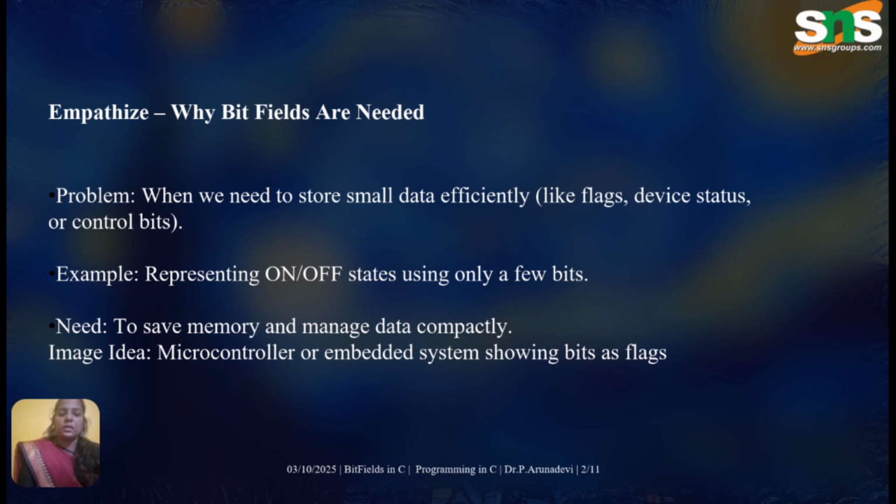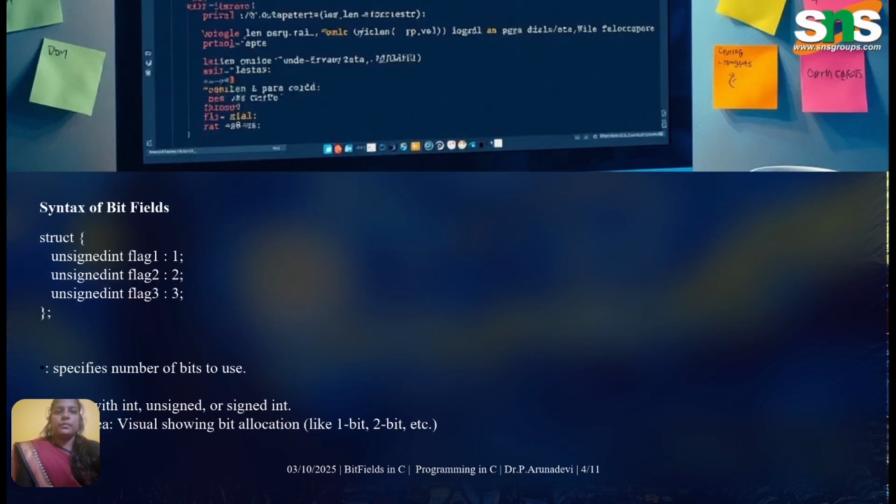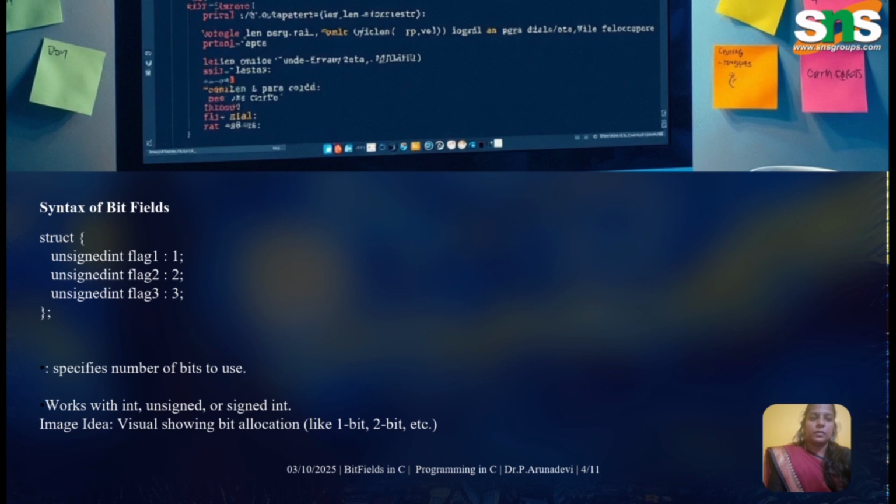a colon 1, that is 1 bit. Unsigned int b colon 3 means it's 3 bits, right? So the syntax and then basic rules: type name colon width, where width is a non-negative integer constant.